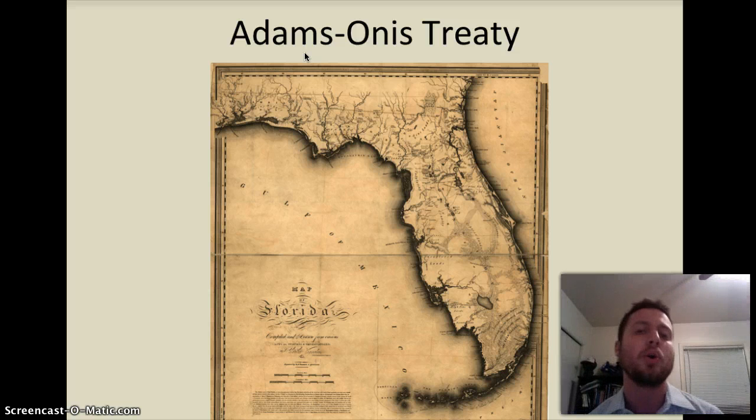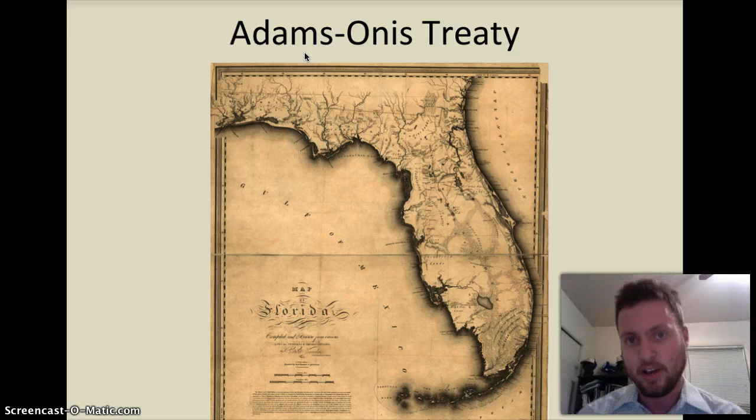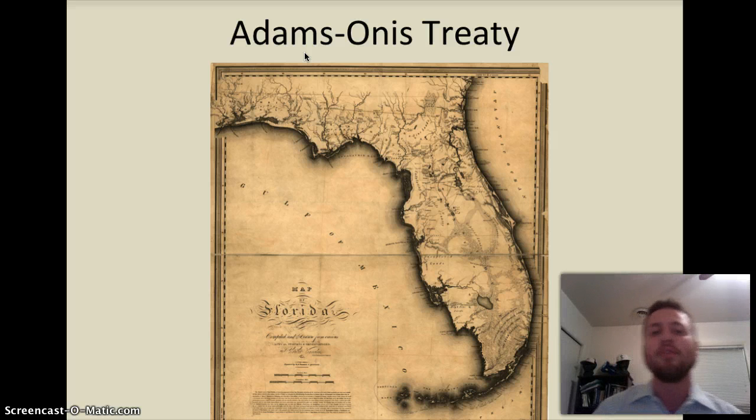Adams-Onis Treaty. Let's totally shift gears and talk Florida. Florida was originally controlled by the Native Americans. Then Spanish take over Florida. And then the Spanish will sign Florida over to the United States in the Adams-Onis Treaty. Andrew Jackson kind of forced this to happen by being very aggressive in North Florida. But the key is that the Adams, John Quincy Adams, and Onis, ambassador from Spain, give Florida to the United States in the Adams-Onis Treaty.